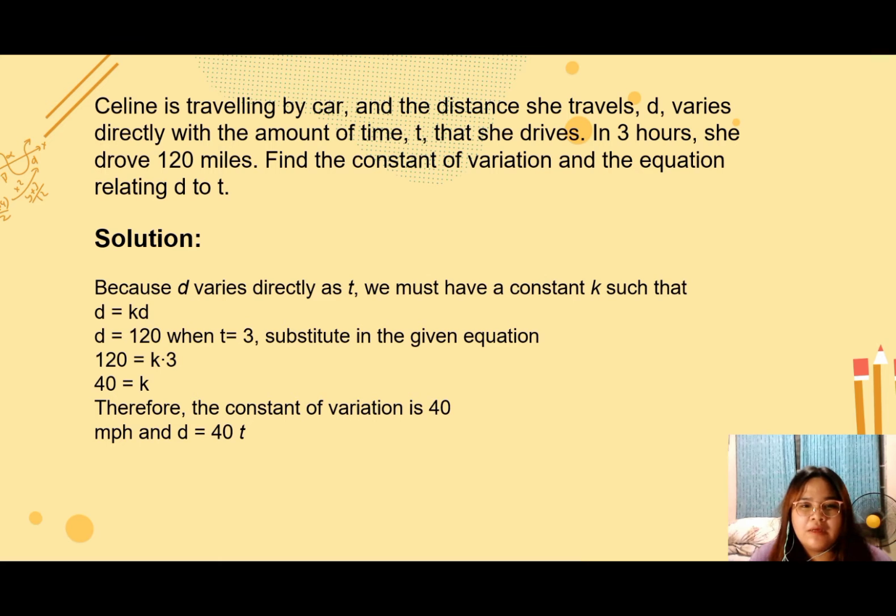Solution: because d varies directly as t, we must have a constant k such that d is equal to kt. d is equal to 120 when t is equal to 3. Substitute in the given equation: 120 is equal to k times 3. 40 is equal to k. Therefore the constant of variation is 40 mph and d is equal to 40t.